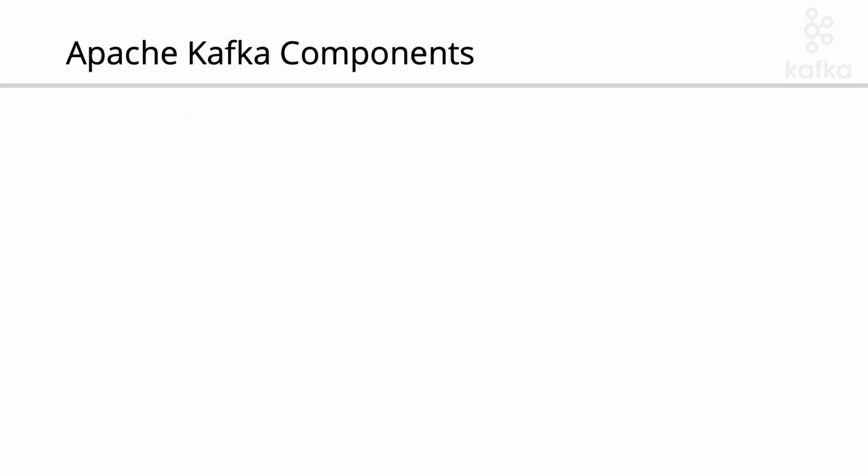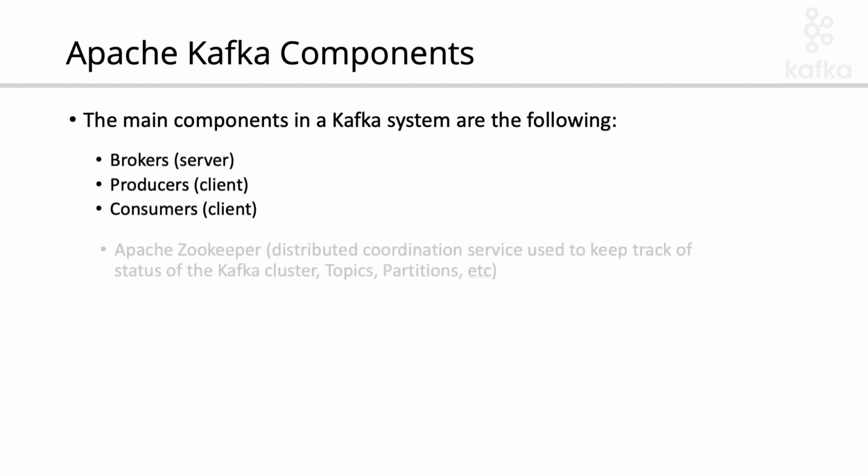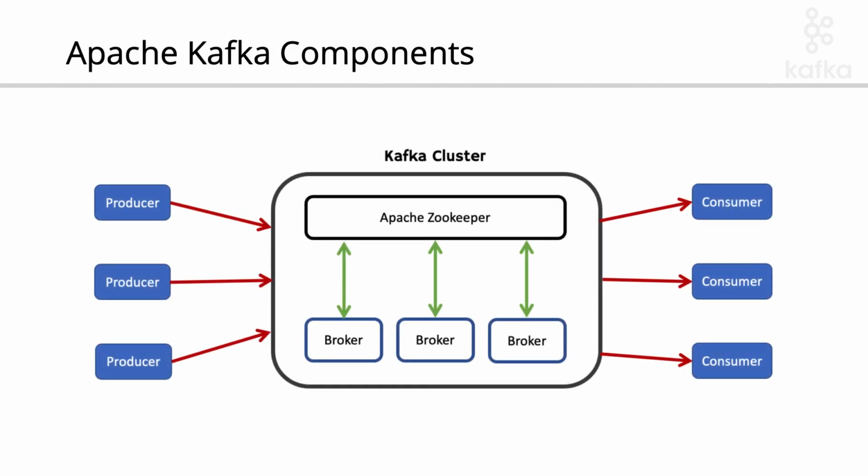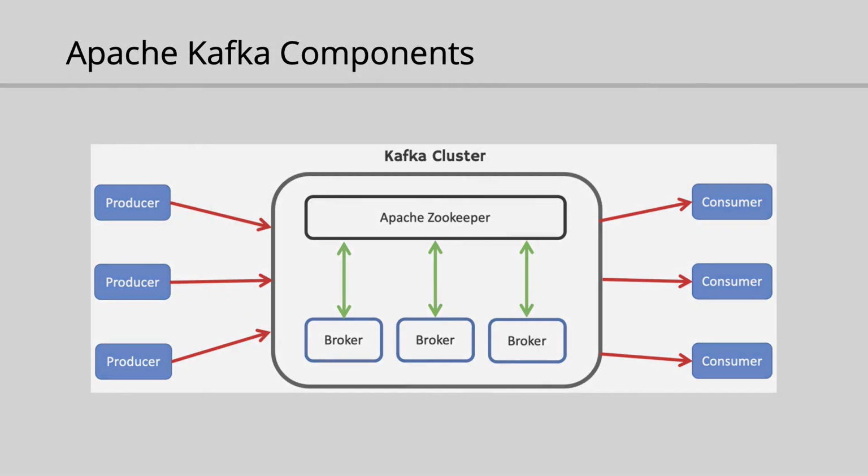So in terms of main components in Kafka, we have consumers, producers, brokers, and Zookeeper. Apache Zookeeper is a distributed coordination service used in the Kafka cluster to mainly keep track of the status of the Kafka cluster, topics, partitions. We will go through each of these components individually in more detail in the next videos.